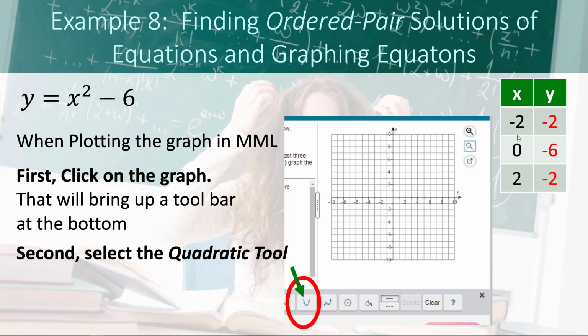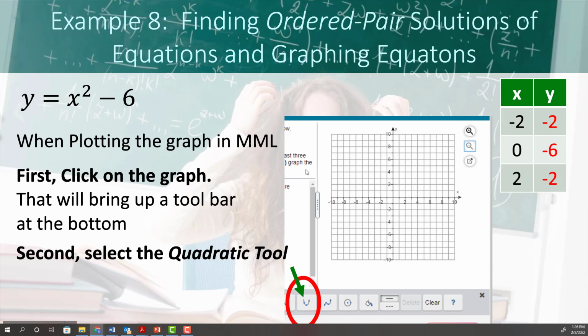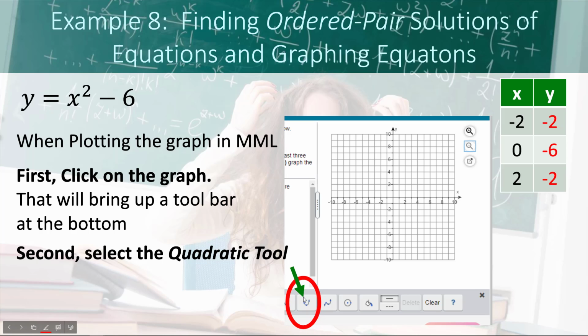And of course, it is highlighted in this example right here with these particular steps. Just remember, that's the tool that you want to use.